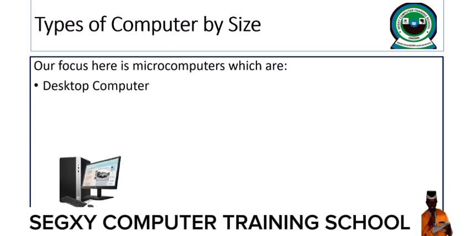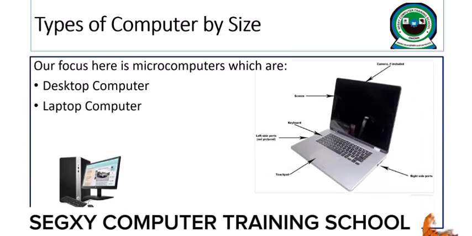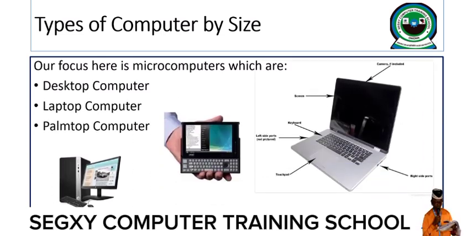We have a desktop computer. Why? Because you put it on your desk, right? Then you have a laptop, and then you have your palm top. Now, let me quickly say this: this is just based on the size. It has nothing to do with the capacity of the system.